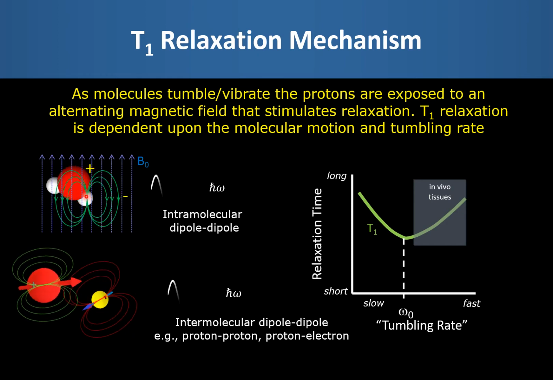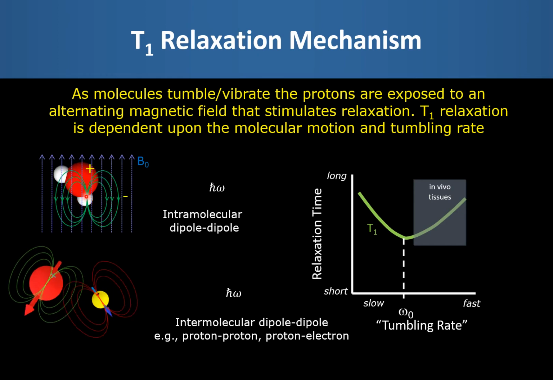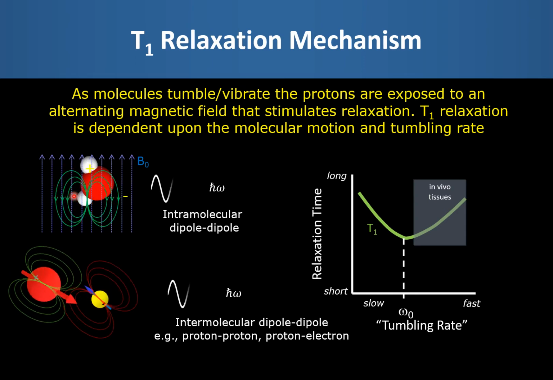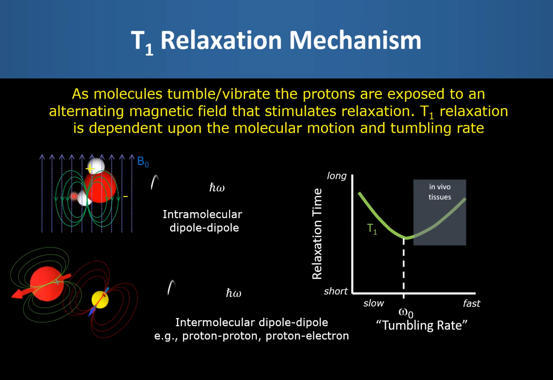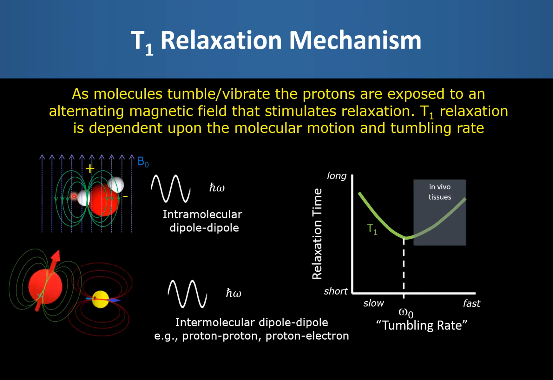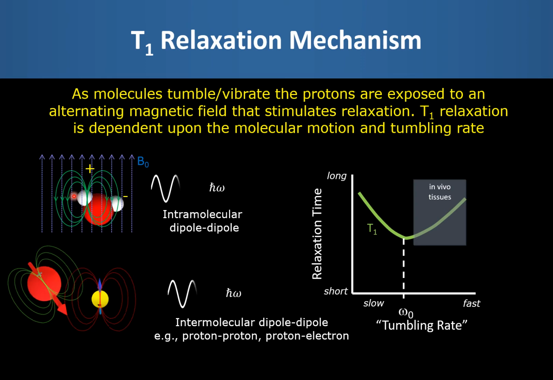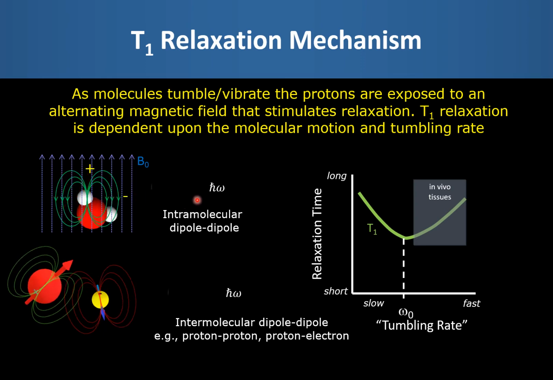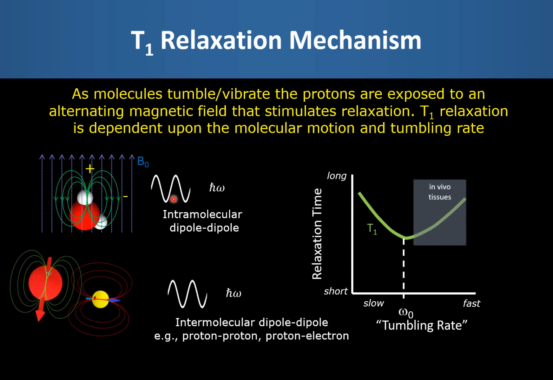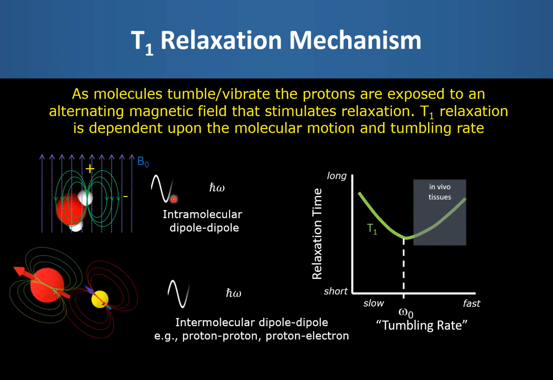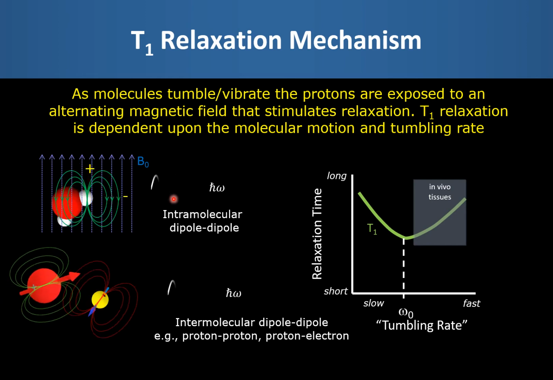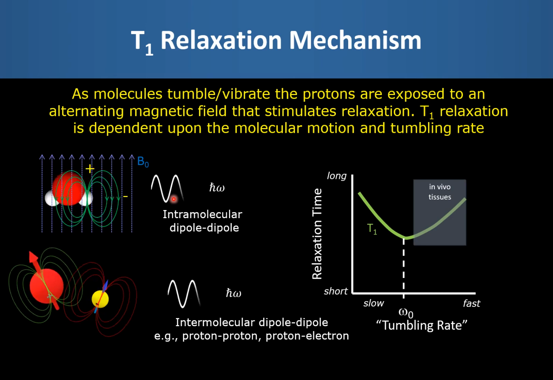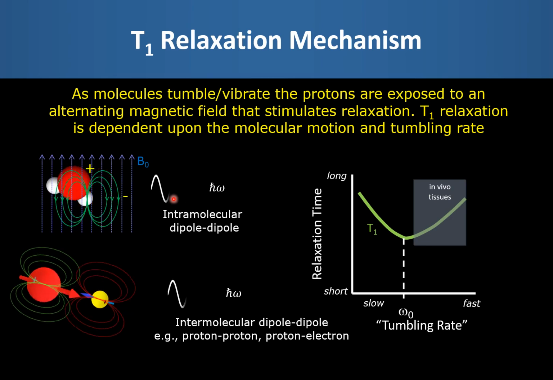Here's one proton in the center here, and you can see as the water molecule tumbles, the other proton is experiencing a difference in magnetic field due to the magnetic field of the first proton. So this sees an alternating intramolecular dipole-dipole field, and this alternating magnetic field, if it matches the Larmor frequency, can induce or stimulate this relaxation.